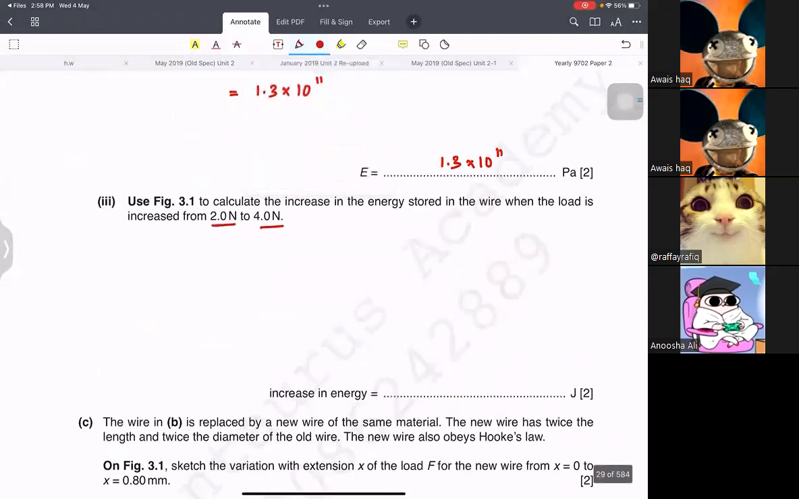So first of all, I'm going to use half times force times extension. One of the reasons why I like to write the formula, even though I know that it is not necessary, is because sometimes you make a mistake in calculation and your answer gets wrong, but your formula still gives you one mark sometimes. So that's a good thing.